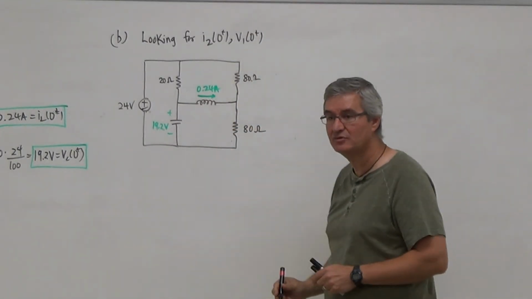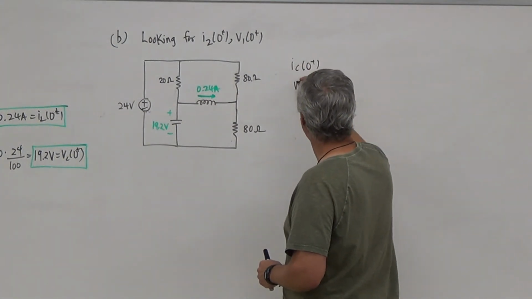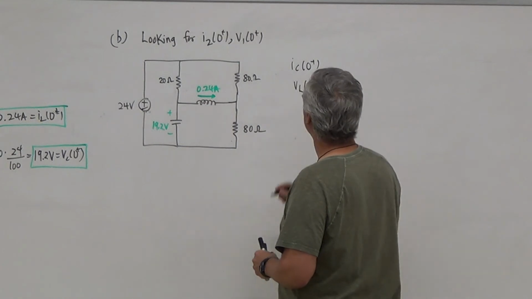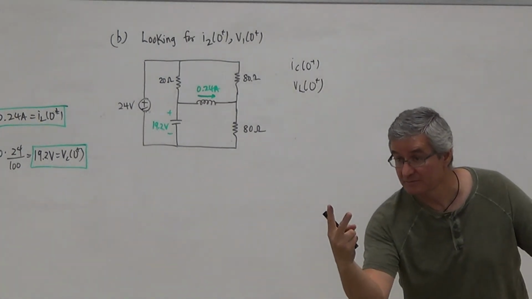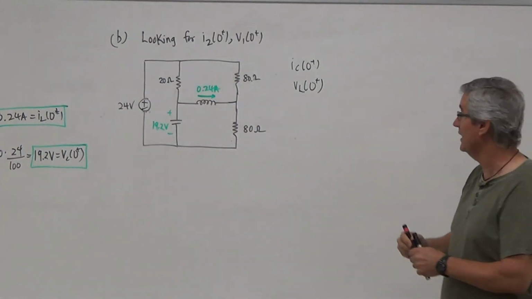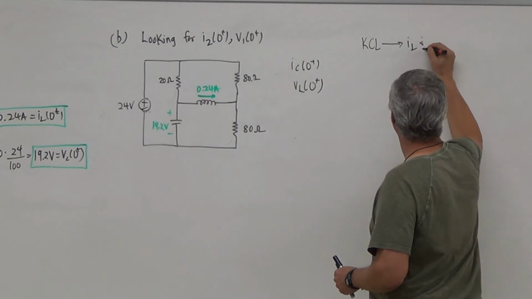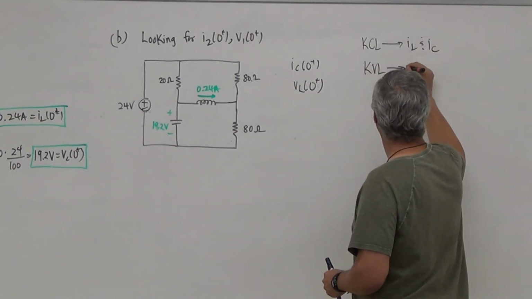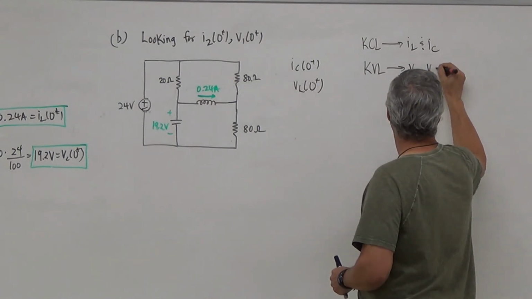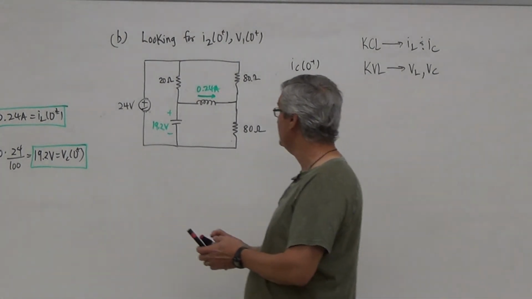So what am I after now? I'm after IC at 0 plus and VL at 0 plus. So what do you have to write for me? You have to write me two equations. You have to apply KCL to do what? You have to write KVL to do what? That's what you have to do now.